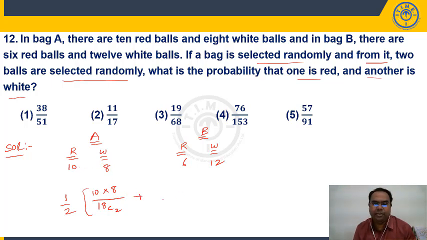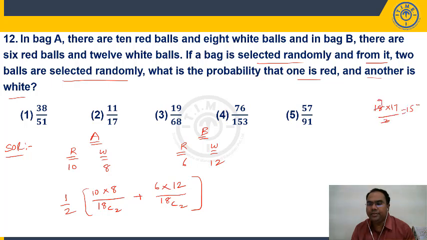Plus, if you take second bag, total is 18C2. Right? So red ball is 6C1, 6 into white ball is 12C1, 12. So how much is 18C2? How will you do this? 18C2, 18 into 17 by 2. So 153. So this will be half of 80 by 153. 18C2 is 153, plus 72 by 153.